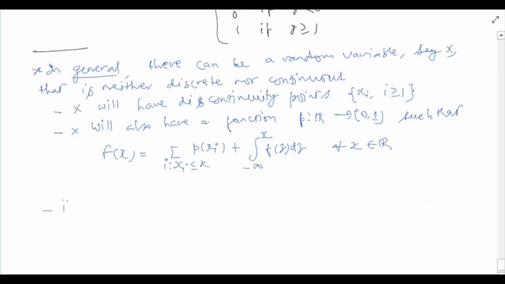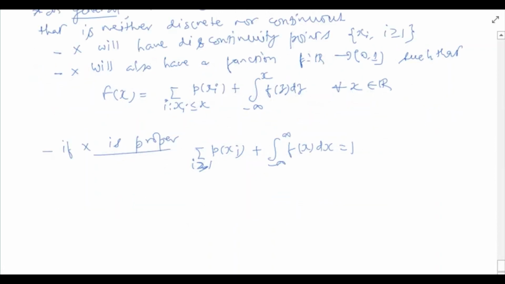In this case, if X is proper, then the summation over i of p(x_i) plus the integral from minus infinity to infinity of f(x) dx is 1. Let us consider an example.